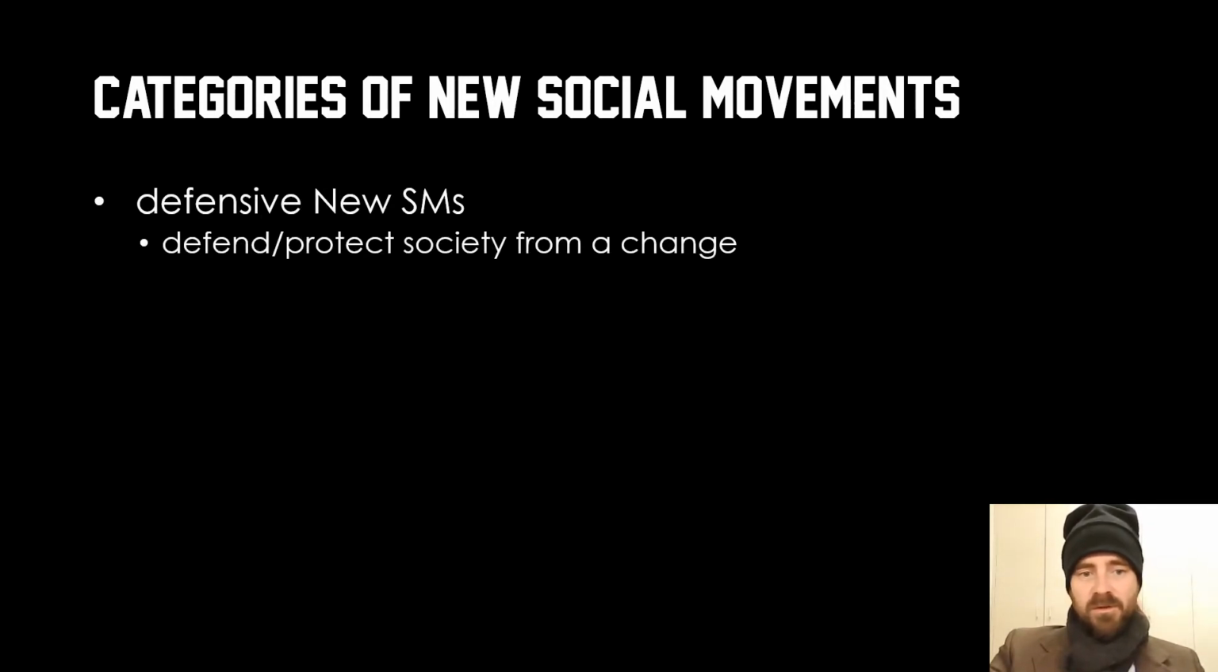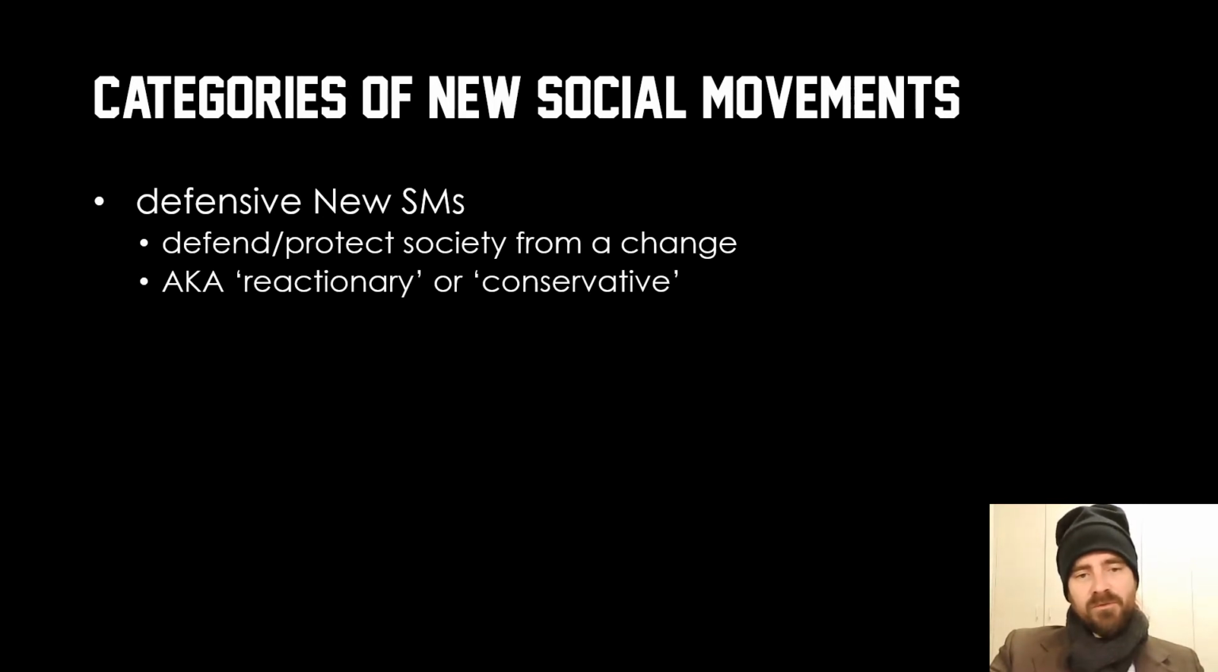Okay, so you can categorize new social movements into two. Defensive new social movements. These aim to defend or protect society from some change. They are also known as reactionary or conservative movements. So the movement to make English the official language of the US, which it currently isn't, is a conservative social movement. Those who were against marriage equality, that was a conservative social movement, trying to conserve or protect old ways of doing things. And then you've got the offensive or the attacky ones.